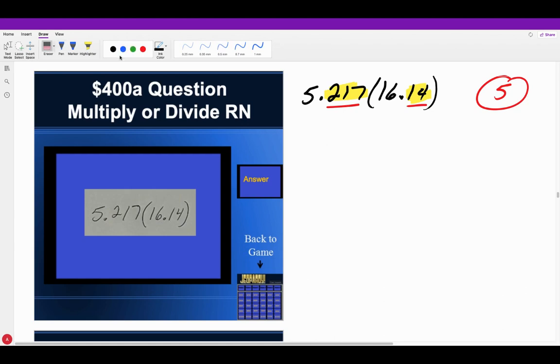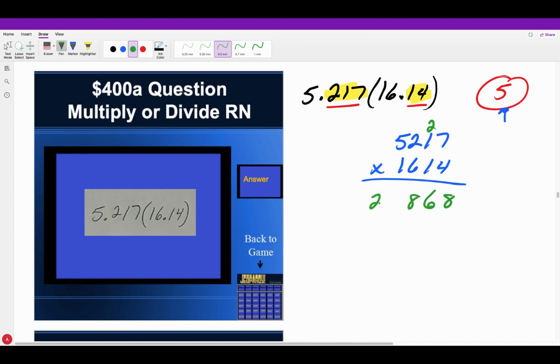I'm going to write this off to the side because we need a little bit of room for this one. So 5217 times 1614. And as long as I remember the decimals I took away, I can just add them at the end. And now we just multiply this like you would have learned years and years ago. 4 times 7 is 28, so we carry a 2. 4 times 1 plus 2 is 6. 4 times 2 is 8, and 5 times 4 is 20.